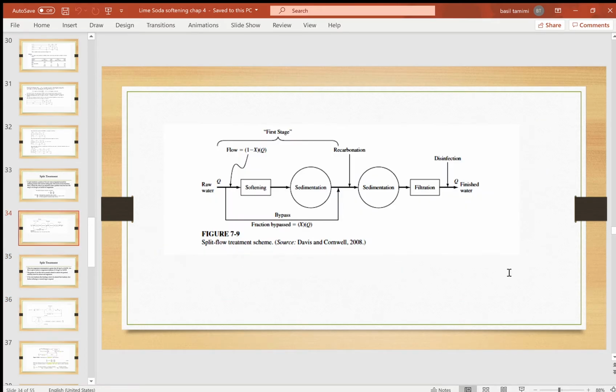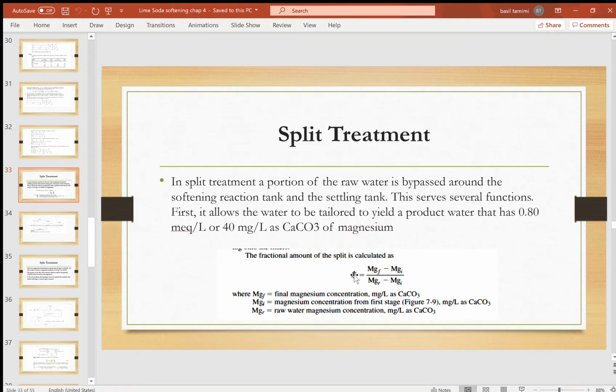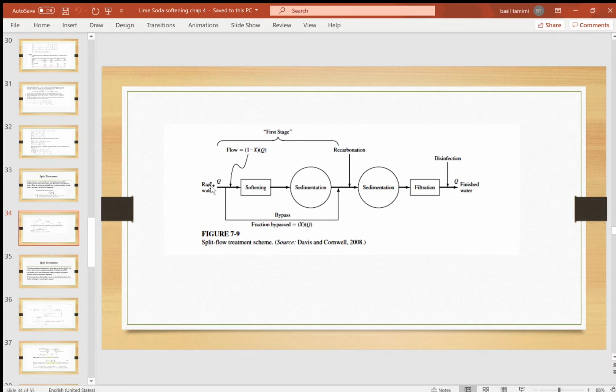But for example, here at this stage, as you can see where the cursor is, this is Mg R. Here, before mixing, it is Mg I. Here, because this is untreated, Mg R. After mixing the untreated with the treated, having a concentration of Mg I, you will get the Mg final. And using this equation, I can get the X. As I told you, if we got a value of 40%, it means 40% of the water has to be kept untreated, and the other 60% has to be treated by split treatment. So the 60% goes here and the 40% goes here, and then they are mixed at this level.